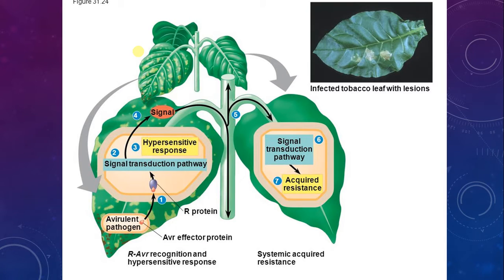Lastly, here's kind of a nice picture from your book about the hypersensitive and acquired resistance pathways of the effector-triggered response system. And an example of the localized hypersensitive response in an infected tobacco leaf, kind of creating these lesions to localize and to limit the spread of that pathogen, and to launch local responses to hopefully eradicate it before it affects the rest of the plant.